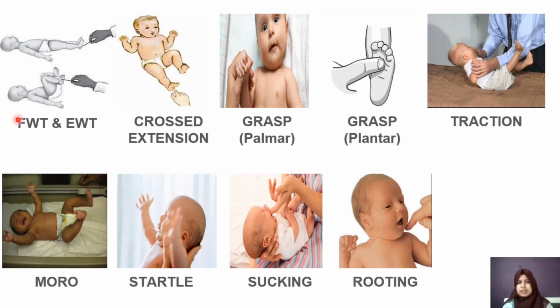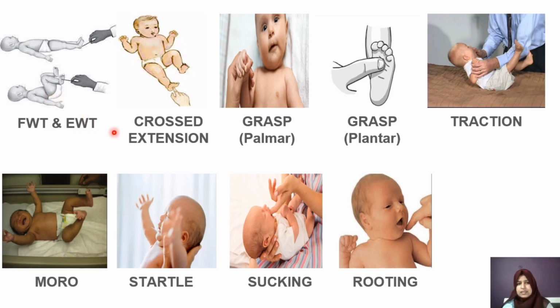So firstly we will discuss the flexor withdrawal thrust and the extensor withdrawal thrust. In flexor withdrawal thrust, the baby should be in the supine position, with the lower limb in the extended position. Then the therapist should scratch the ball of the foot. The response the therapist will get is extension of the toes, dorsiflexion of the ankle, flexion of the knee and the hip joint.